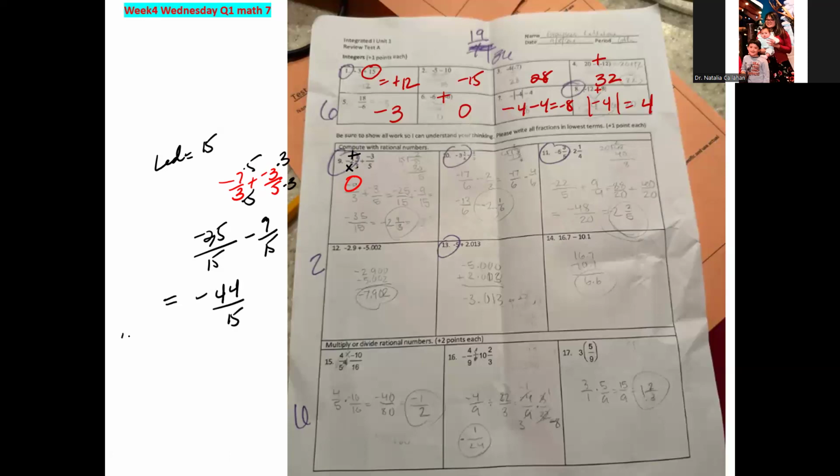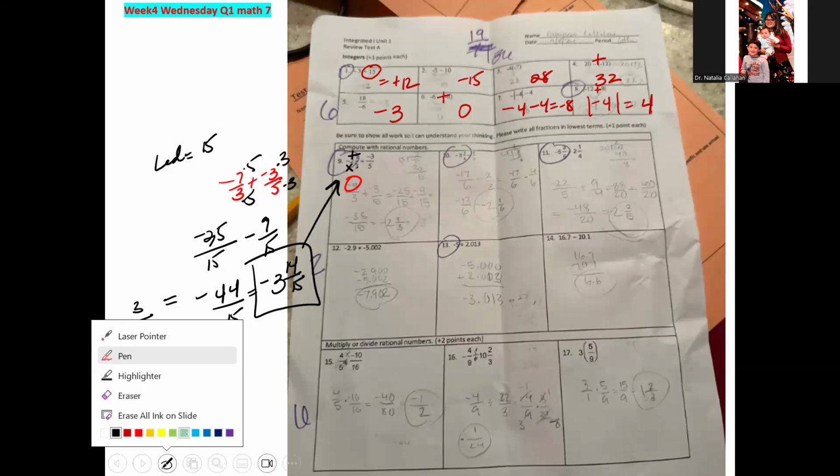This is improper. 15 times 3 is 30. 14 is smaller than 15, which is the divisor right here, so your answer is good. Your answer is a negative 3, 14 over 15. That is your answer for number 9.